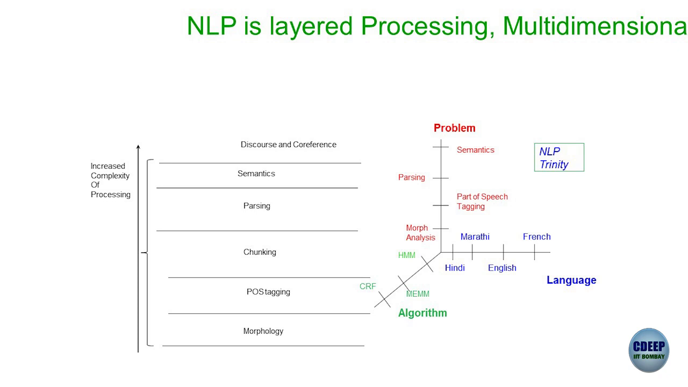So the first layer is morphology. We break the word into its parts and try to identify the morphemes and their functions. Jaunga, for example, has two parts, Ja and Unga. The root Ja indicates the action of going, and Unga indicates first person singular number, future tense, right? This is morphology. In POS tagging, we identify the part of speech of words: verb, noun, adjective, adverb, etc.